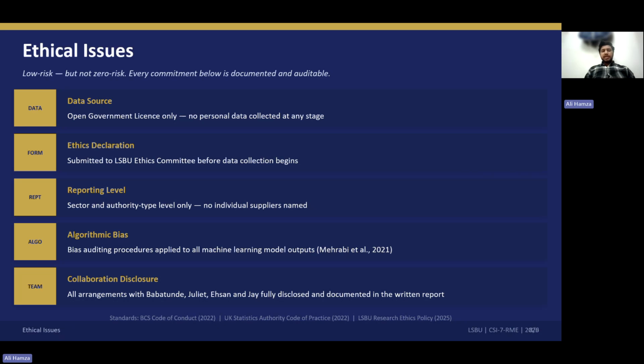And then after that we have the reporting level. We are not going to get reports for a particular company or particular individual, but the reporting level would be at sector level or at a higher level. So that's all. Thank you so much.